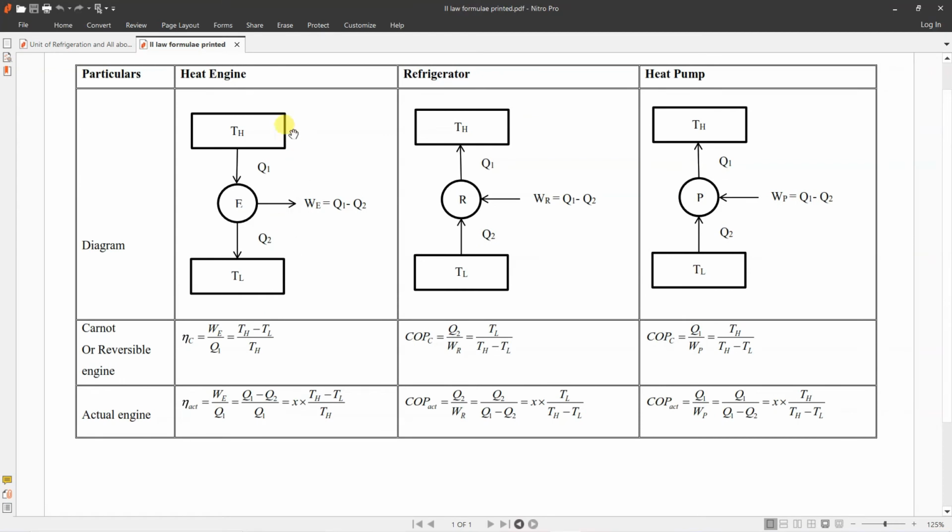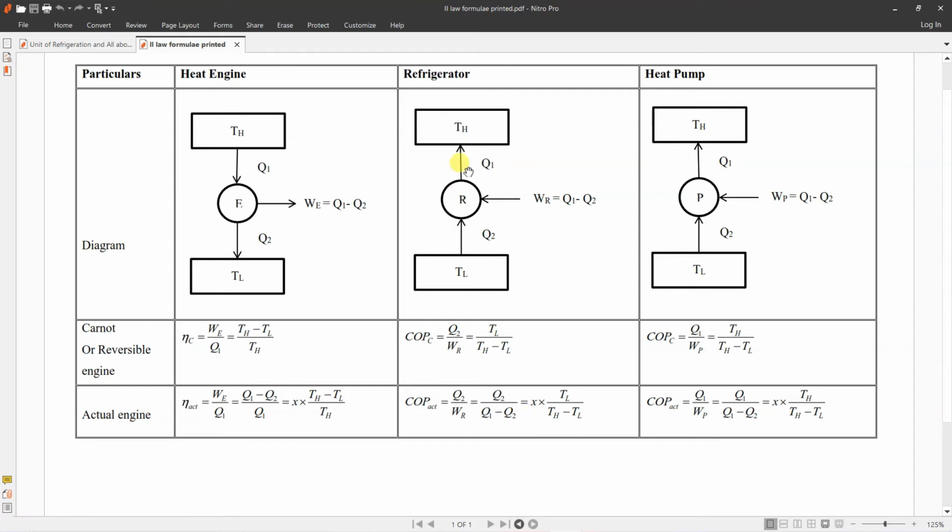Okay, so here you can see I have written the three devices. First one is heat engine, second one is refrigerator, and third one is heat pump. So according to the derivation, the actual efficiency has been written over here. Actual COP is also written over here. So actual COP we will not see for heat engine, we will see only for refrigerator and heat pump. So actual COP of refrigerator, we had already derived this, it is Q2 upon Q1 minus Q2.